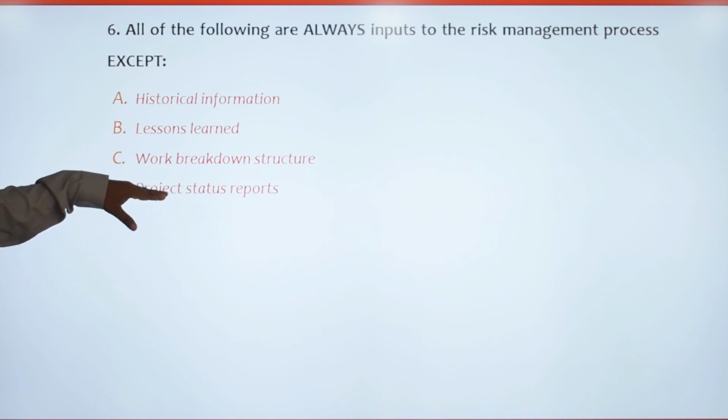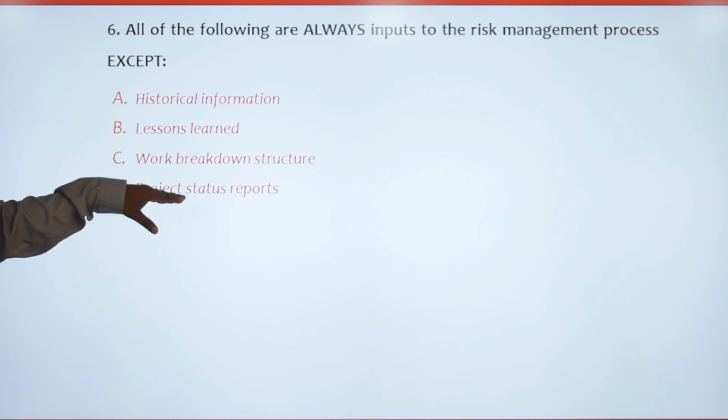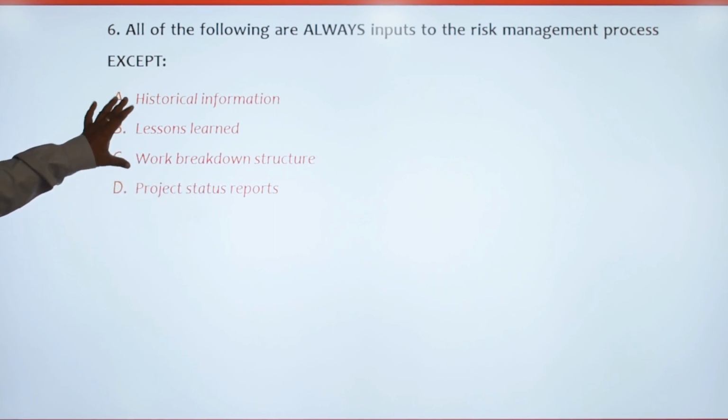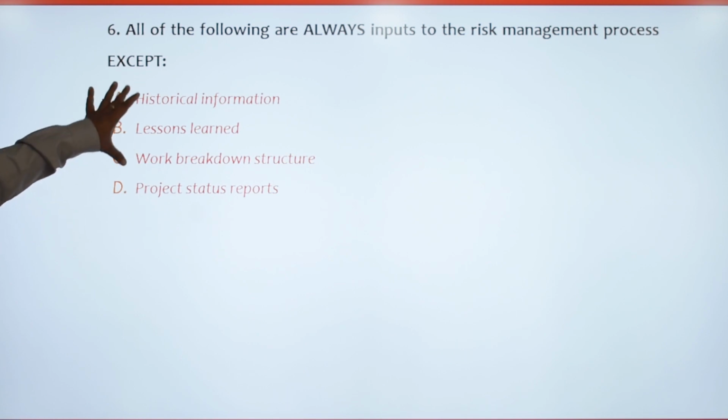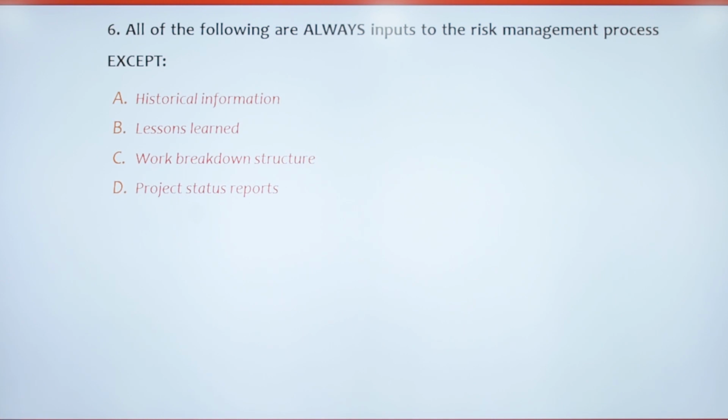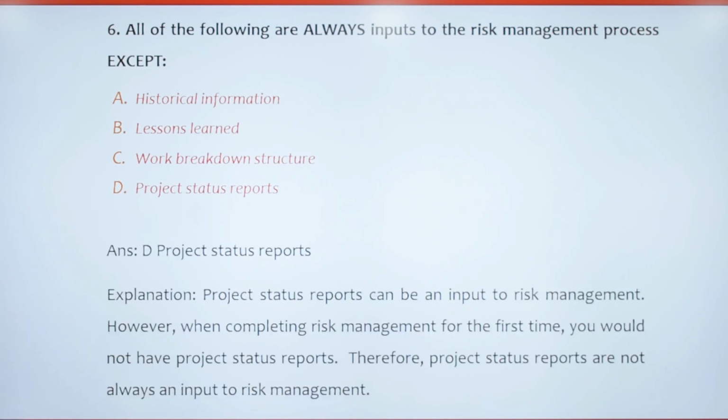In the report also we will have the status of risk management activities as one of the information in the project status report. So this will not come as an input. So this is the option. Option D is the answer. All the other things can be used as input for risk management process, and D is an output which will not come as an input. So the answer is option D.